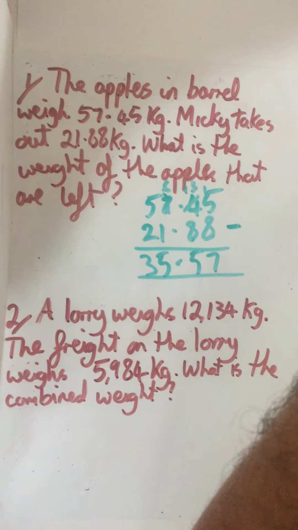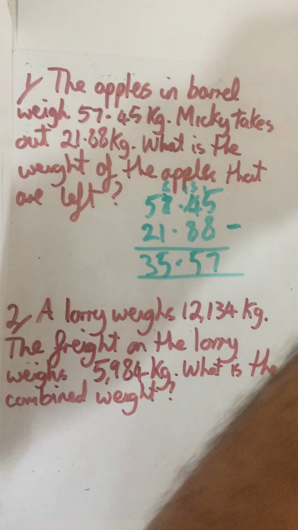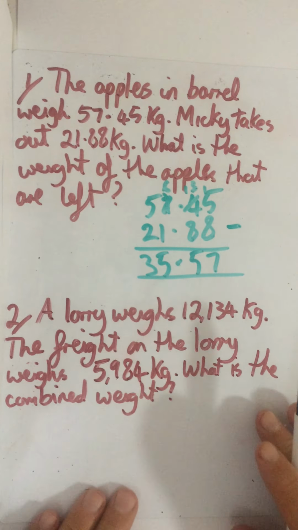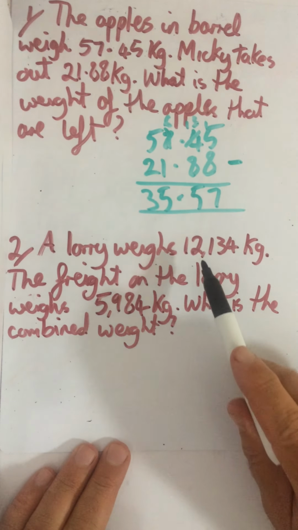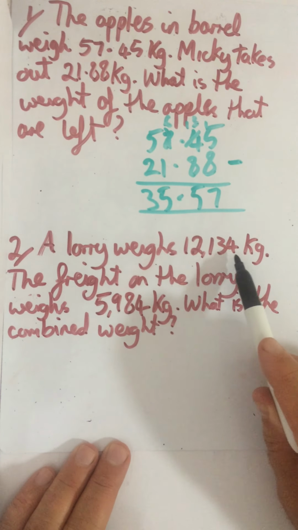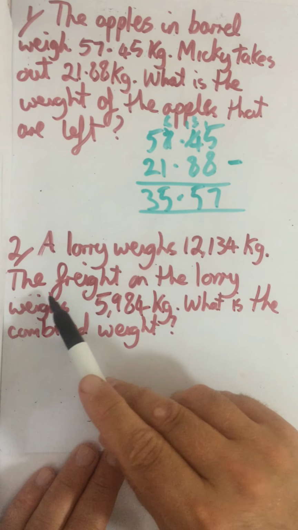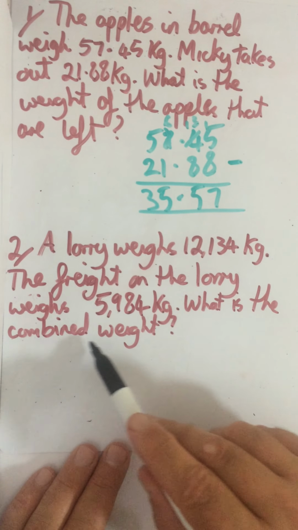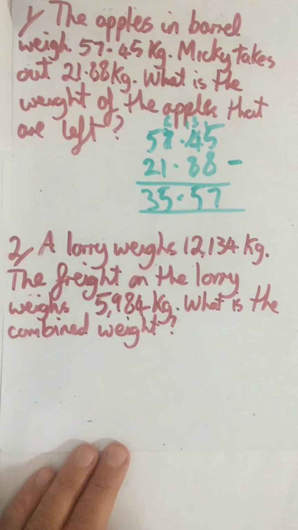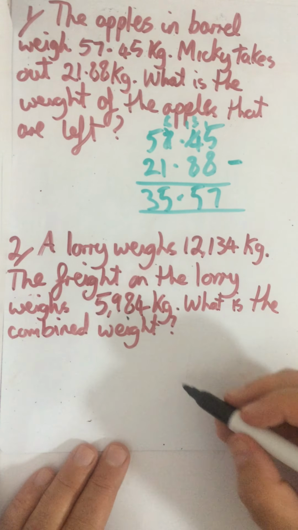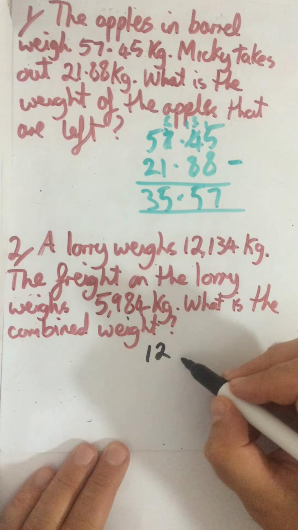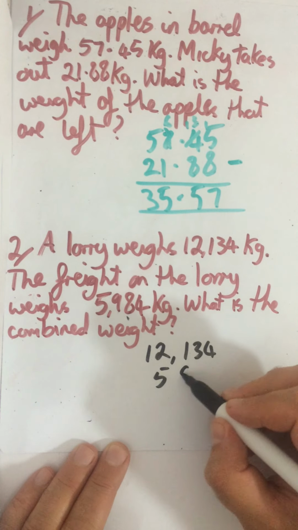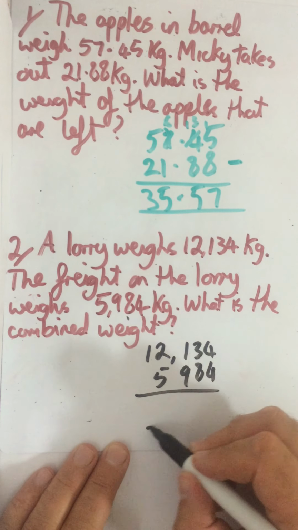On the second one, let's just change the pen. On the second one, a lorry weighs 12,134. Well, that's without anything on it. So the freight, the goods which you put on the lorry weighs that much. What is the combined weight? And again, that combined weight's a big clue, isn't it? It means you combine them together. So again, this one is an add. 12,134 and 5,984. So we add those together.